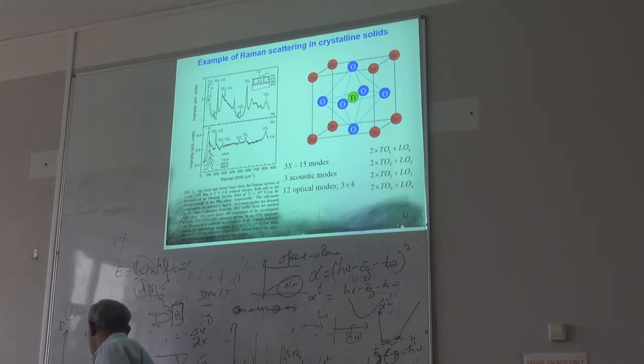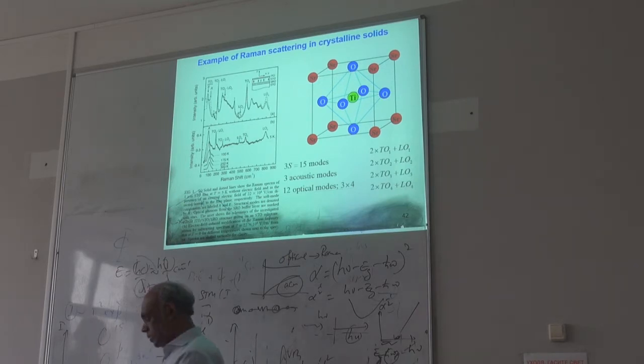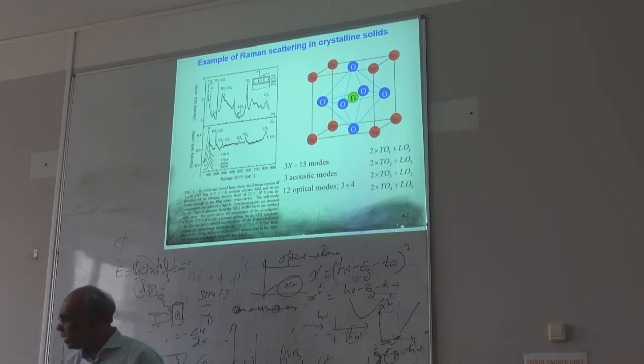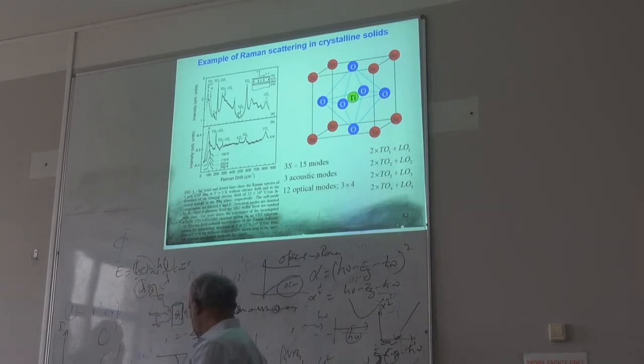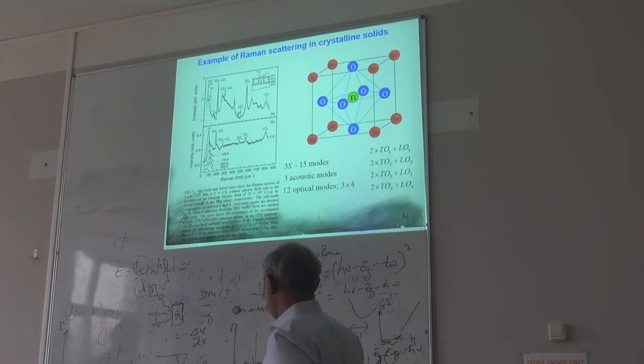If you have 5 atoms per unit cell, there are always 3 acoustic modes. This 3 means 1 longitudinal and 2 transverse. Because if the wave goes this way, then atoms can move that way, or if the wave moves this way, then atoms can go in the x direction or y direction. There are always 3. Then you have 5 times 3, 15 total. Then 15 minus 3, 12, you have optical modes. So here you can see most of those modes that come here.